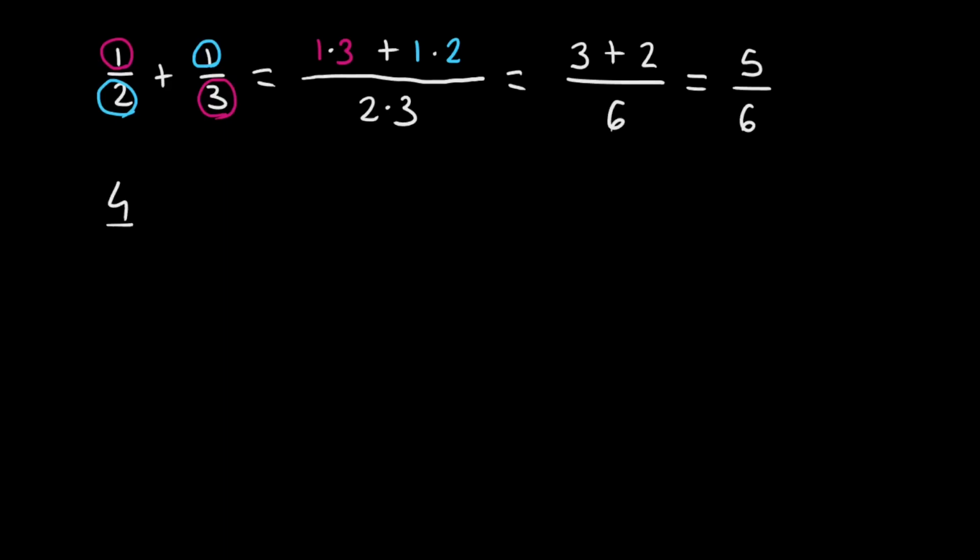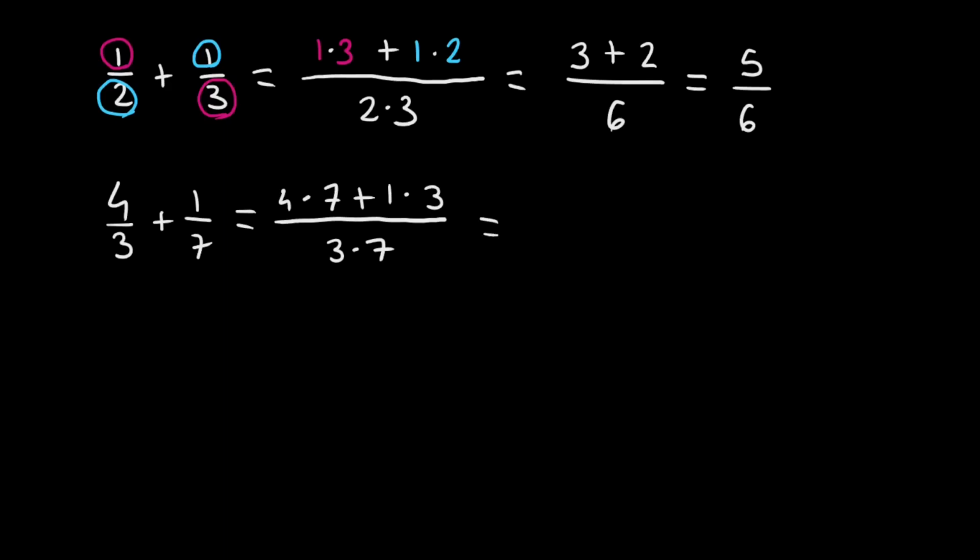Try this one. We have 4 over 3 plus 1 over 7. How do we proceed? We have different denominators, therefore we multiply them. 3 times 7. Then in the numerator we multiply the first numerator, which is 4, by the second denominator, which is 7, and then we add the second numerator, which is 1, and we multiply it by the first denominator, which is 3.